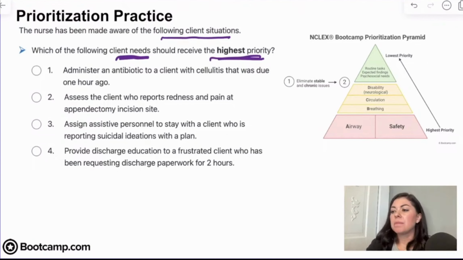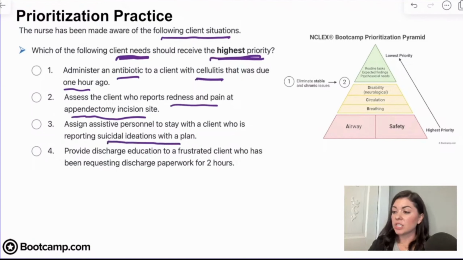Option 1, administer an antibiotic to a client with cellulitis that was due 1 hour ago. Option 2, assess the client who reports redness and pain at their appendectomy incision site. Option 3, assign assistive personnel to stay with a client who is reporting suicidal ideations with a plan. And option 4, provide discharge education to a frustrated client who's been requesting discharge paperwork for 2 hours.